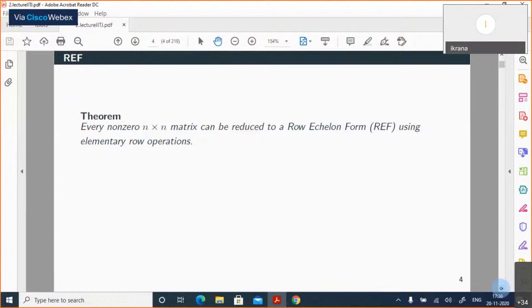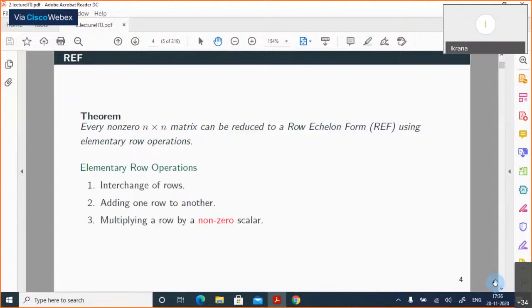So let me revise those elementary row operations. These were the elementary row operations, namely you can interchange rows. First row can be interchanged with second, or second with the third, or first with the last, and so on. Any two rows can be interchanged. And the second operation is adding one row to another. For example, the first row is added to the second. So what will happen? The first row will remain as it is. Only the second row will change. It will become R1 plus R2.